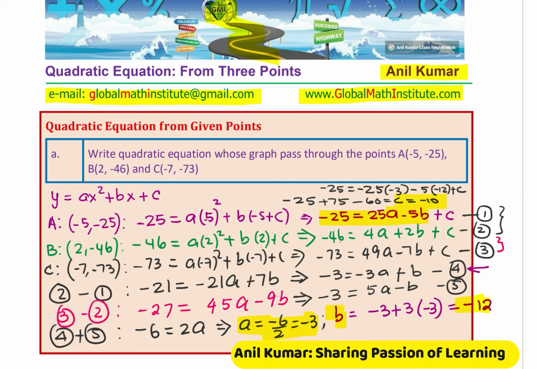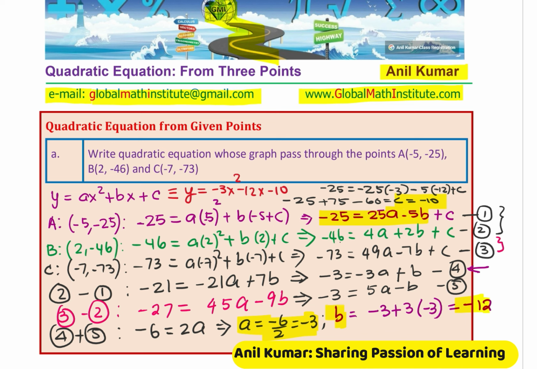And therefore, I can write the equation as y equals -3x square, b is -12x, and c is -10. Is that clear to you? So that becomes the equation which these 3 points satisfy. You get the idea. The space was very less.